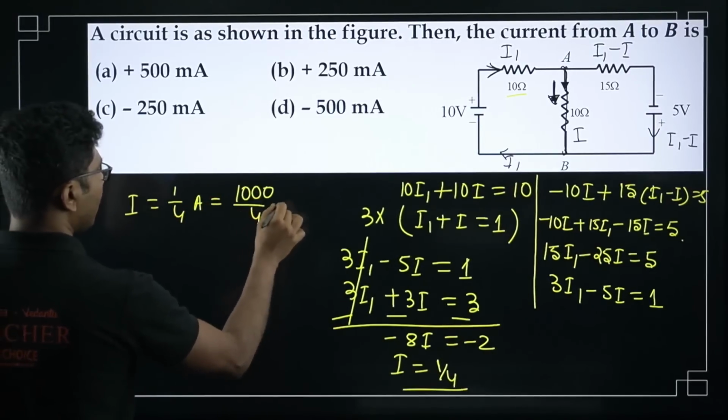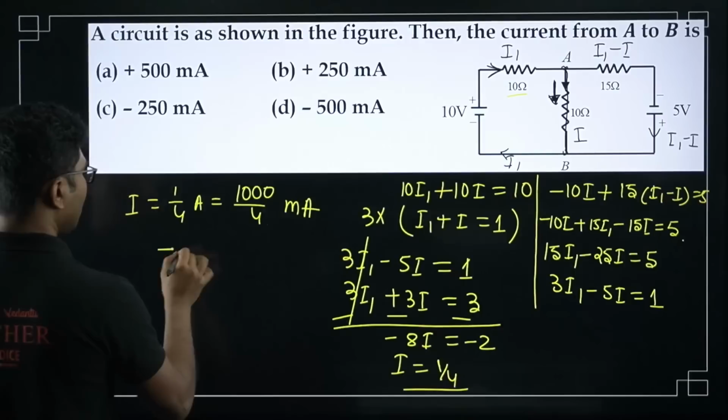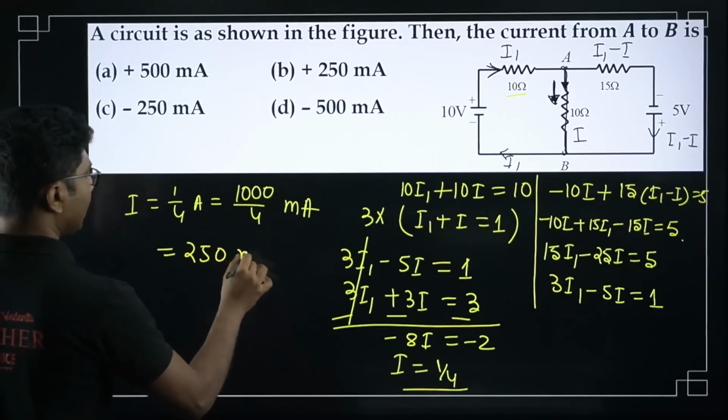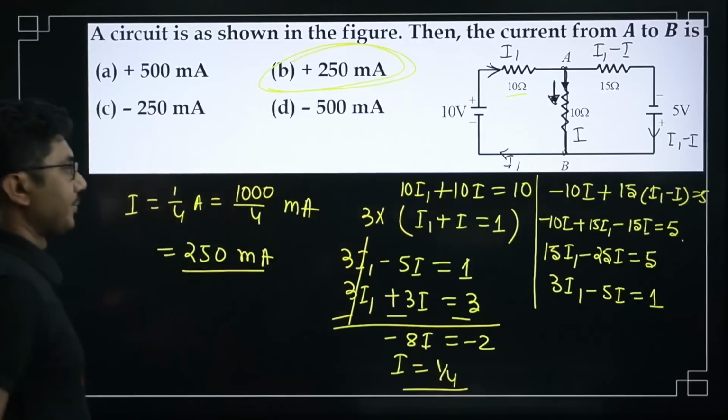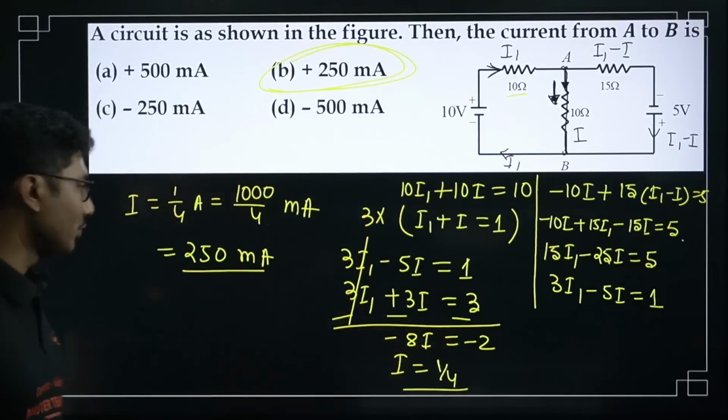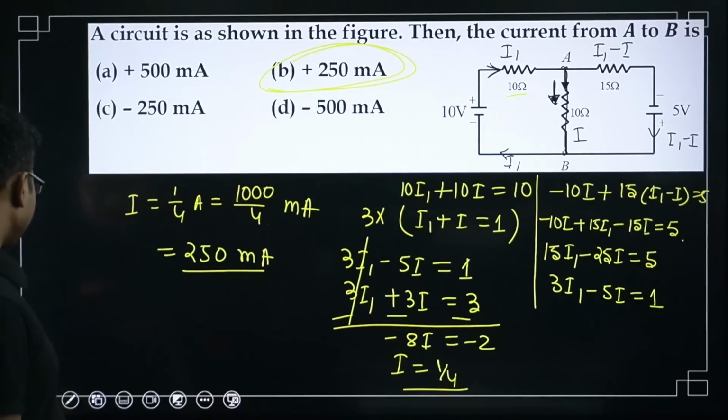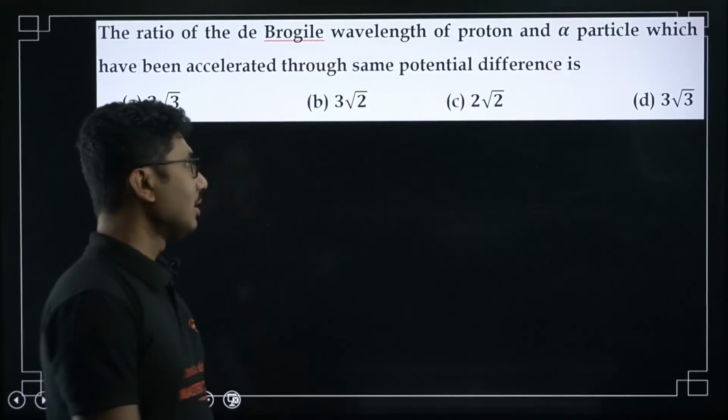Okay, so I is equal to 1 by 4, that is 1 by 4 ampere, or 1000 by 4 milliampere, or 250 milliampere. It is positive, so correct answer is 250 milliampere. Okay, so minus minus cancels, even though initially it was negative, negative sign cancels, so we got it as 250 milliampere.